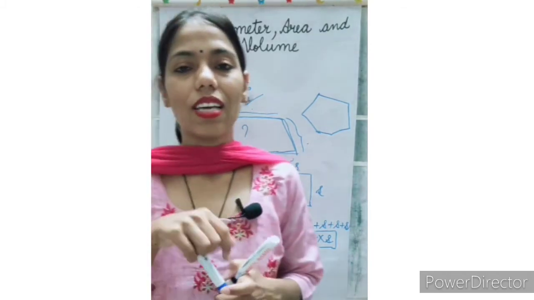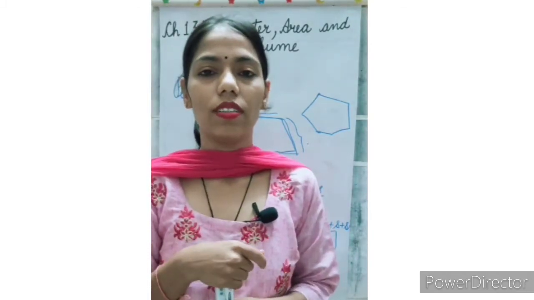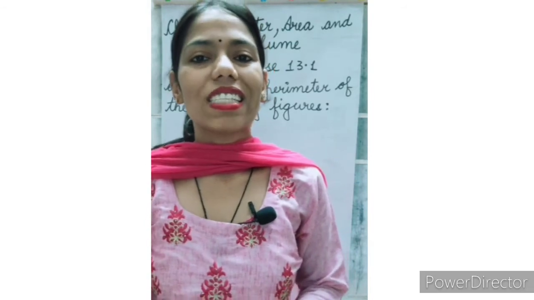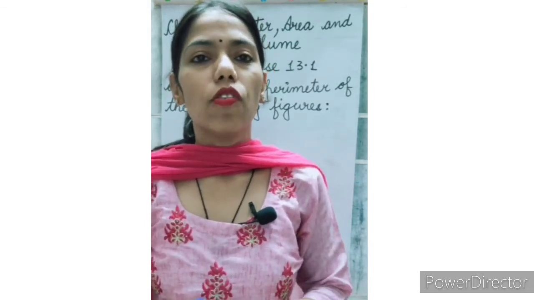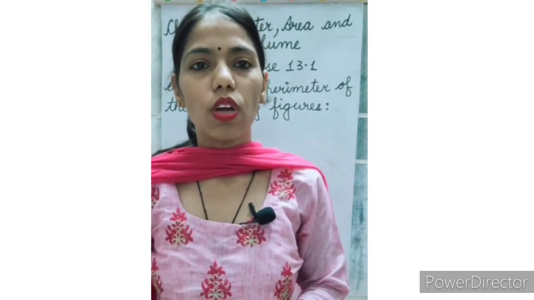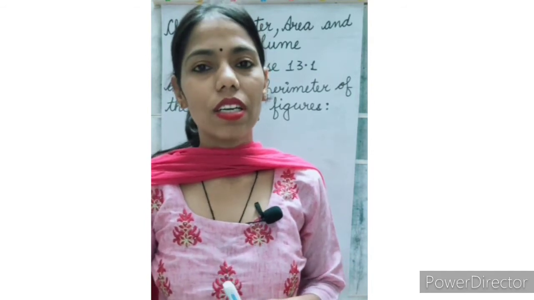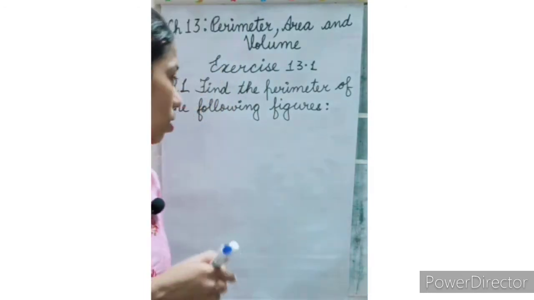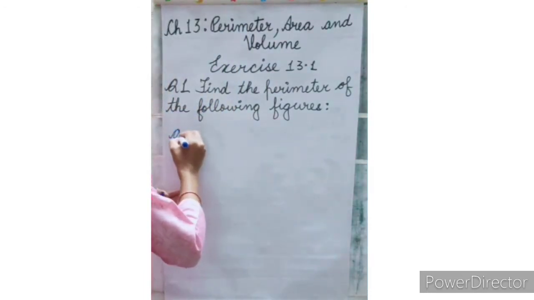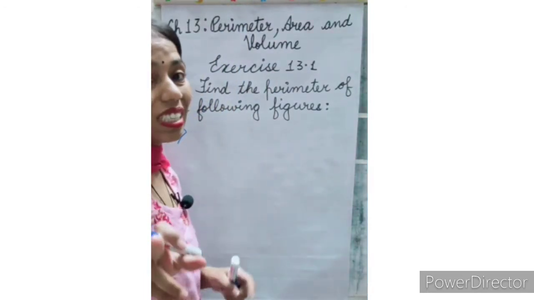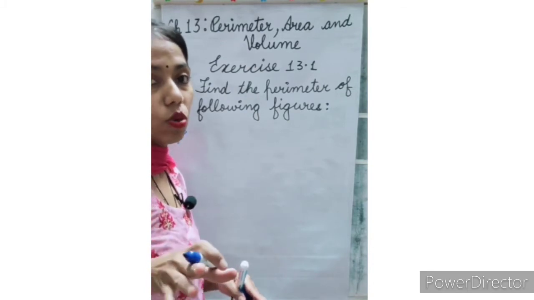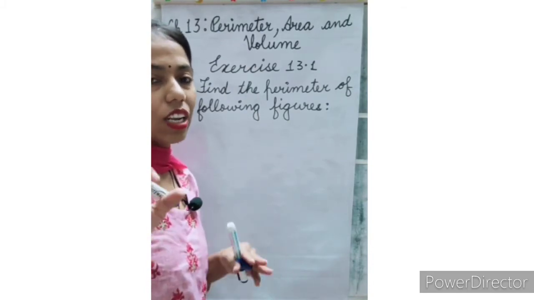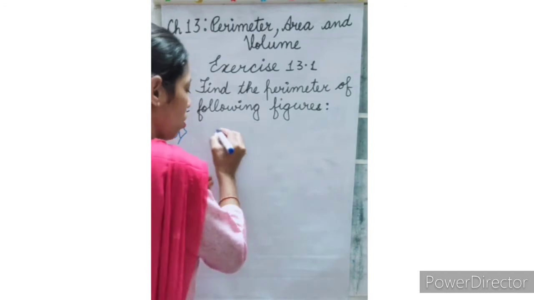Let's start exercise 13.1. The very first question of exercise 13.1 is: find the perimeter of the following figures. Some figures are given and we have to find the perimeter of these figures. The first shape is like this. You have to draw these shapes in your classwork notebook, with the help of your scale.